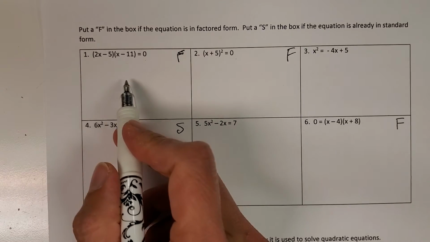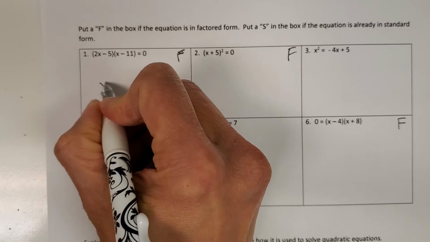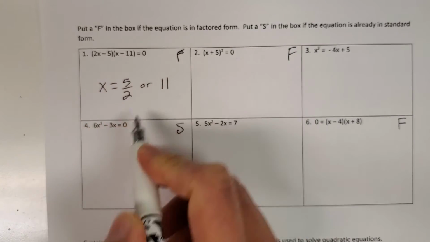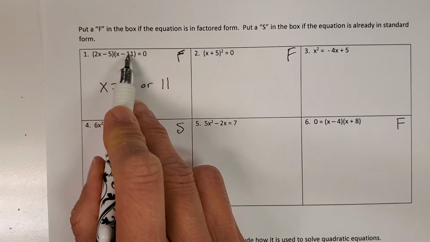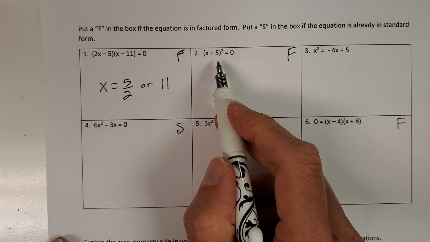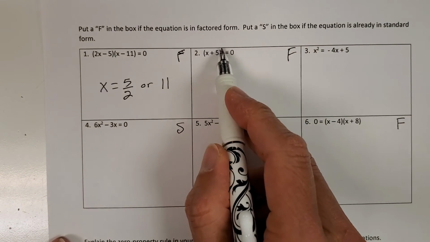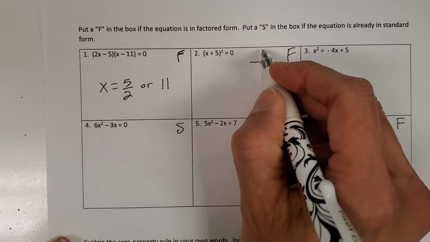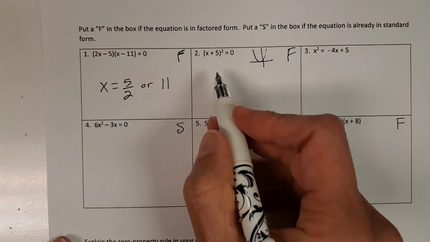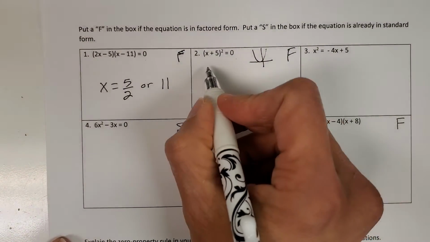So let's go. If it's already factored, we're just using our shortcut, right? x equals 5 halves or x equals 11. So I just took the opposite divided by the coefficient. You can kind of see divided by 1, but I don't need to write that. When you see it like this with one parenthesis and squared, that's that kind of parabola that just touches and comes back up. So there's only one x-intercept.